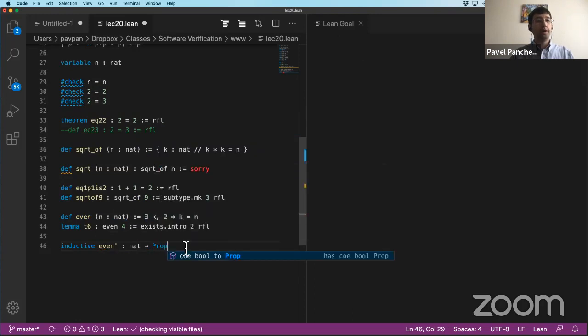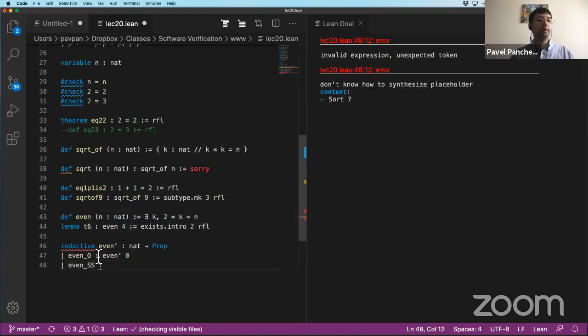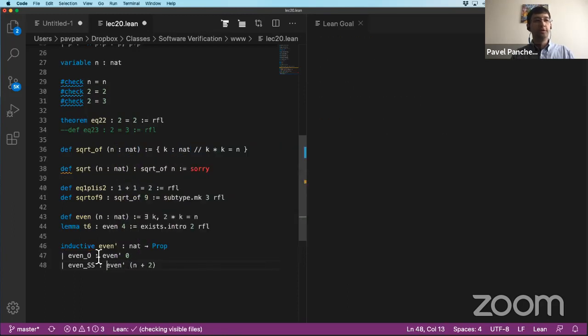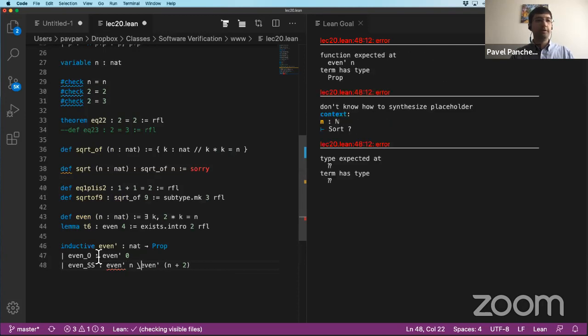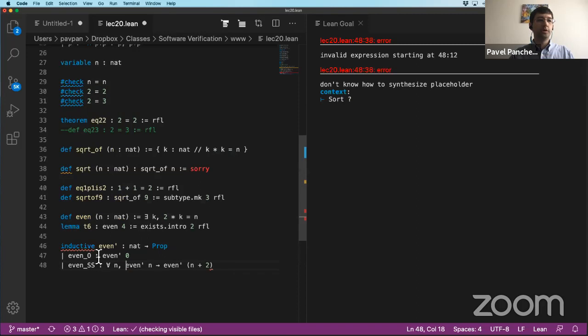So here is going to be an inductive type. It's going to depend on a natural number and yield a proposition. And it's going to have two branches of the inductive type, two cases in the recursion, namely that even is 0, and that n plus 2 is even if n is even. And this is, of course, going to be valid for all n.